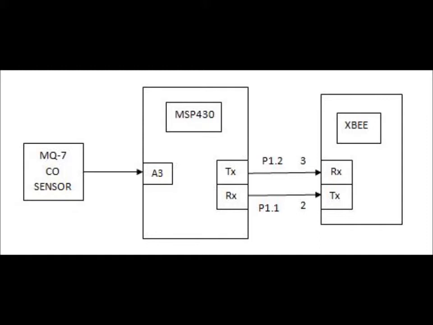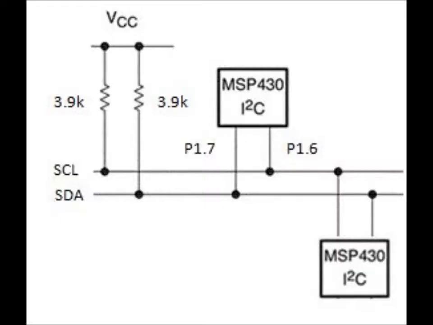XCTU is used to configure the XBees by matching the PAN IDs and the MAC addresses. Communication between two MSPs is achieved through I2C communication. Serial clock lines and serial data lines of both are connected together and pulled up using resistors to drive them high in the absence of any signal.